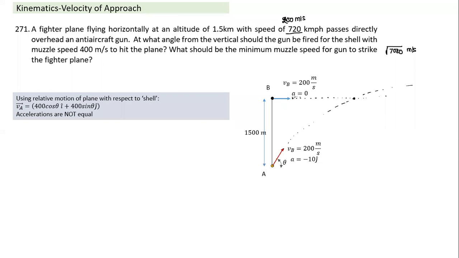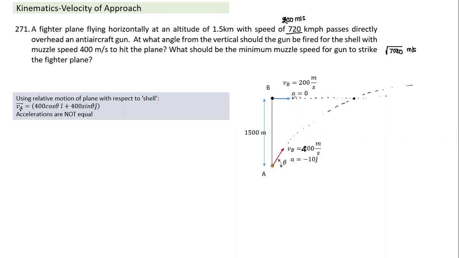Both of them, in a given time interval, should have equal horizontal displacement, which means the horizontal component of velocity should be equal. Sorry, I think I made a mistake. This should be 400 meters per second. So for the horizontal component of velocity to be equal, VB, 400 cos theta, has to be equal to 200. That's the condition for collision to take place.